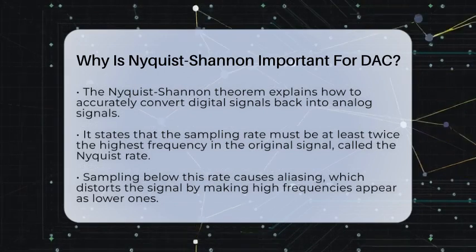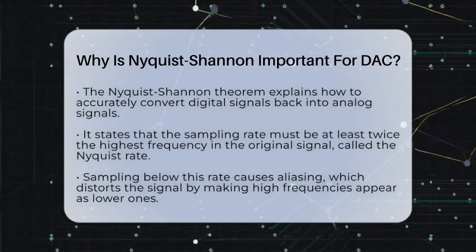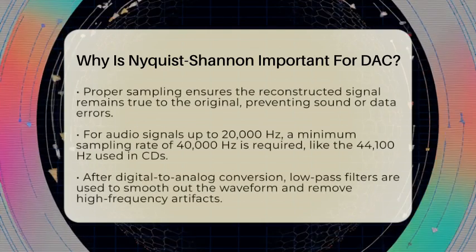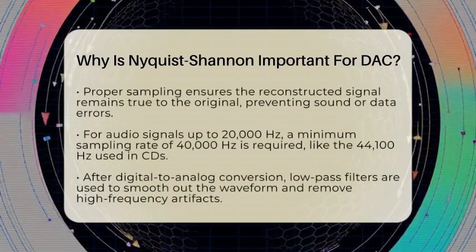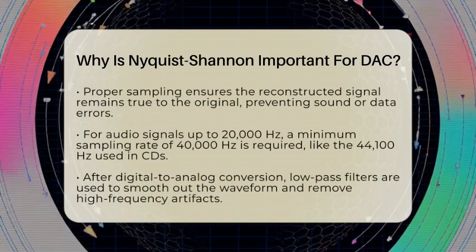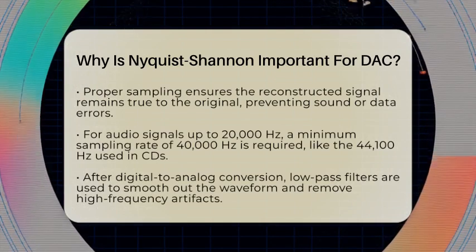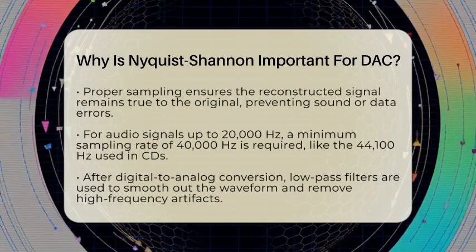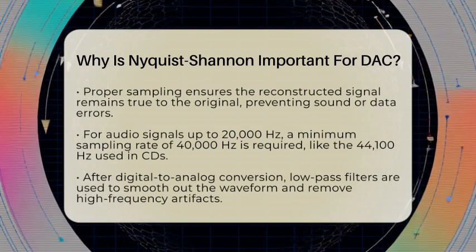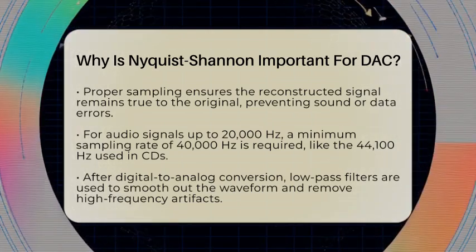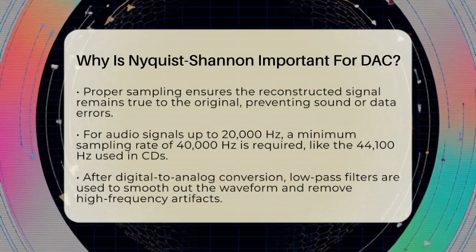If the sampling is slower than this, the reconstructed signal will have errors called aliasing. Aliasing makes high-frequency signals appear as lower frequencies, which distorts the output. Think of it like a mirror reflecting an image incorrectly. If you don't follow this rule, the final sound or signal will be distorted and not match the original. In digital electronics and embedded systems, this rule guides how fast the digital samples are converted back into analog signals.